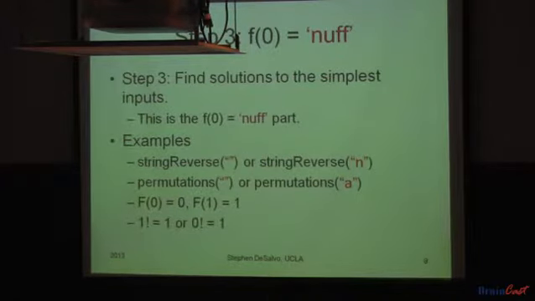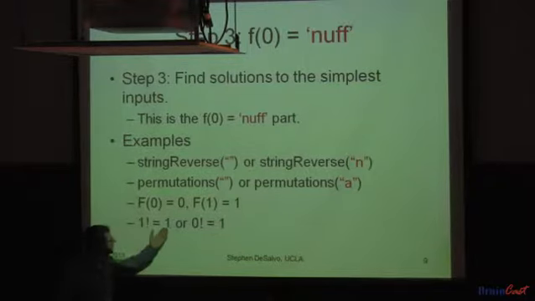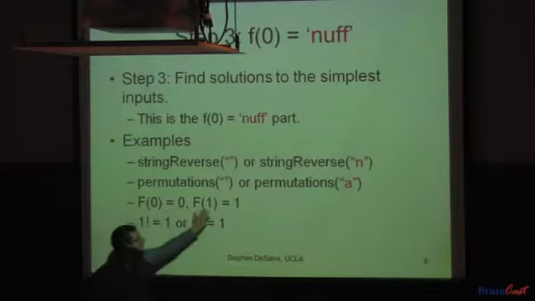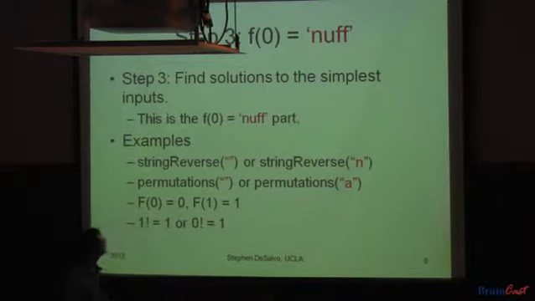Step 3 is find solutions to the simplest inputs. In other words, 1 factorial is 1 or 0 factorial is 1. For Fibonacci sequence, f of 0 is 0, f of 1 is 1. Okay? That's going to stop the chain reaction.